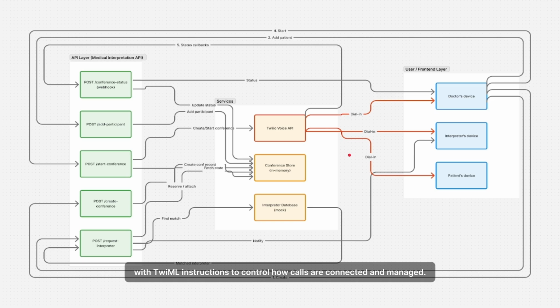All voice communication runs through Twilio Voice API, and InterpreterFlow uses their conference calling features with TwiML instructions to control how calls are connected and managed. TwiML is a sort of XML where you put content that you want Voice API to recognize, and it's basically what participants will hear in their devices when they pick up the phone.